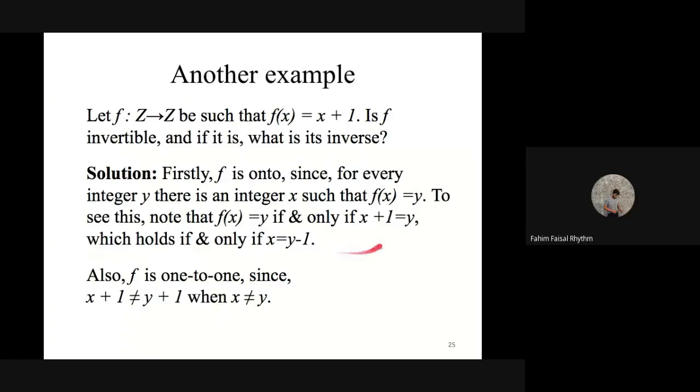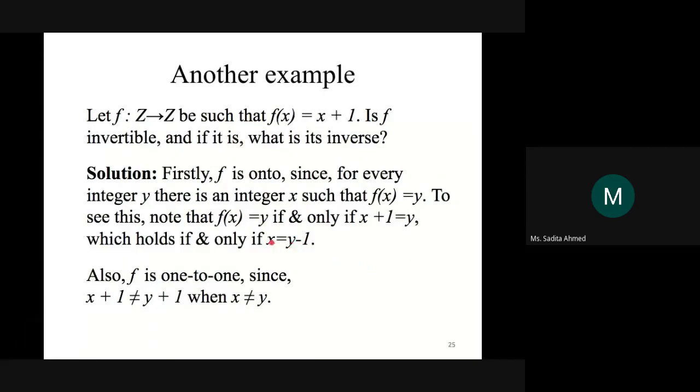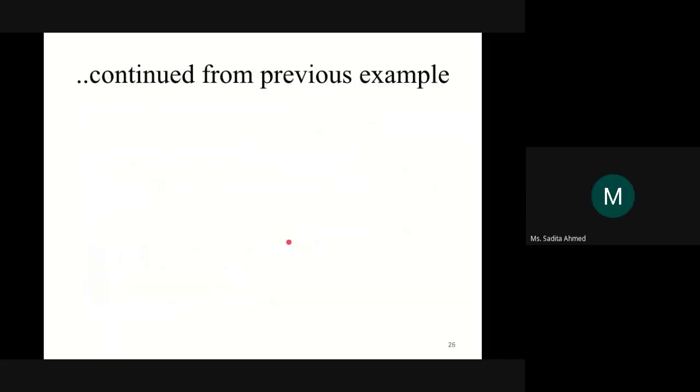So for any integer x, if you add 1 to it and get y, then you can have any integer y as well. By deducting 1 from it, you can get back x, right? That is what we just discussed for onto. Yes, miss. So this is basically the inverse. Yes, y minus 1 is basically the inverse.